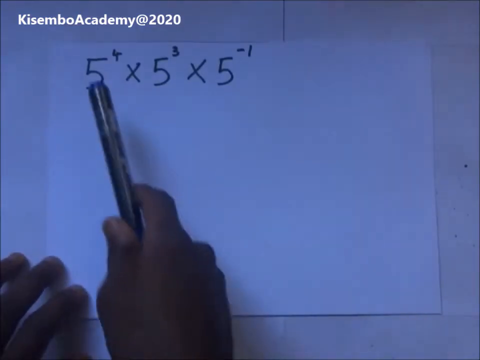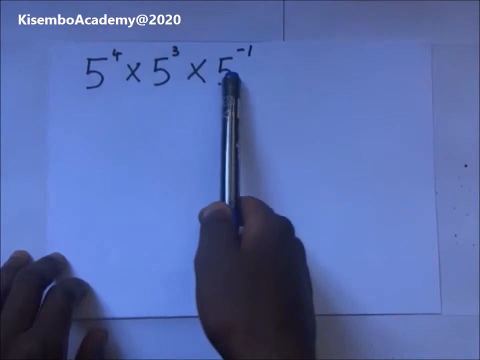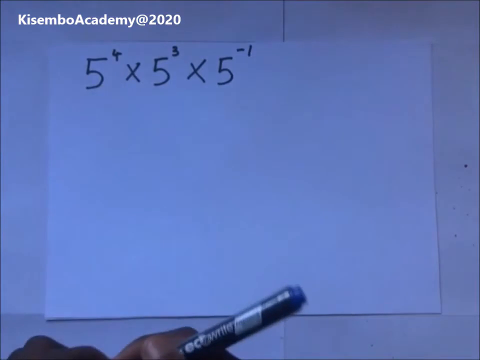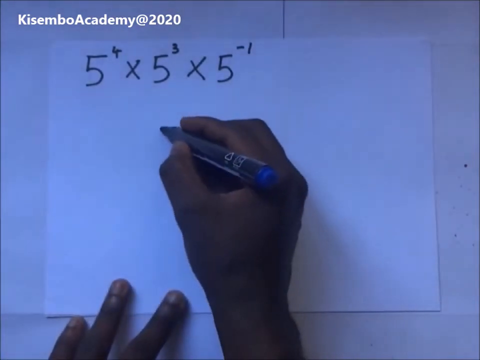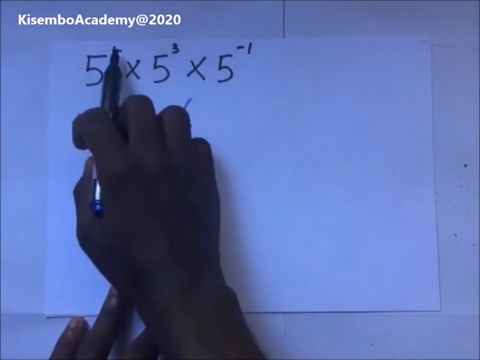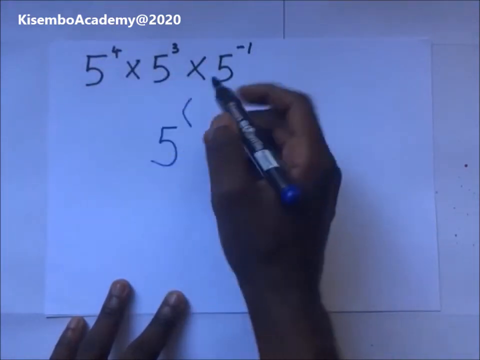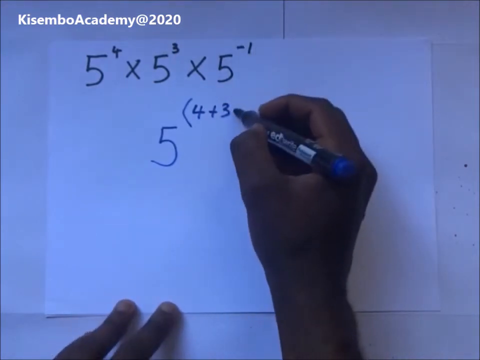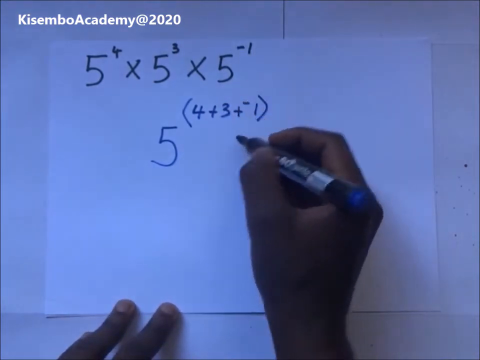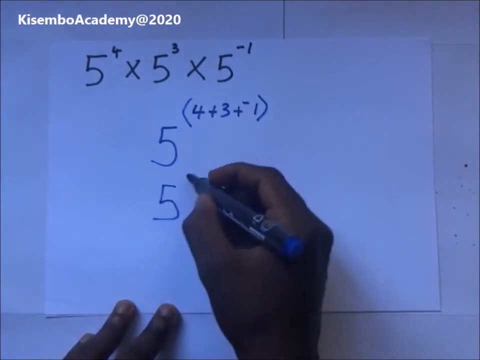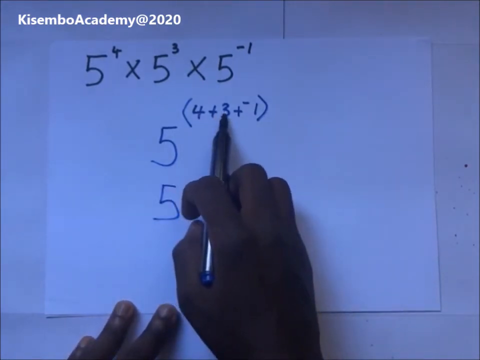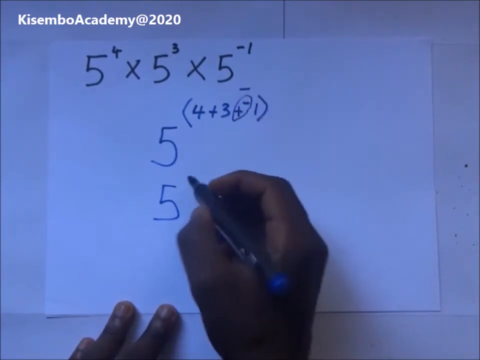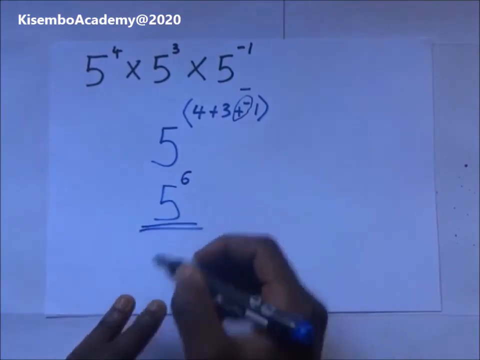Right here, it is still the same: 5 times 5 times 5. This is multiplication of indices, so we maintain the base since it's the same. It's going to become 5 to the power, you add the powers, so it's going to be 4 plus 3 plus negative 1. Definitely this is going to become 5 to the power 4 plus 3, 7, minus 1. 7 minus 1 is 6, so it's 5 to the power 6.